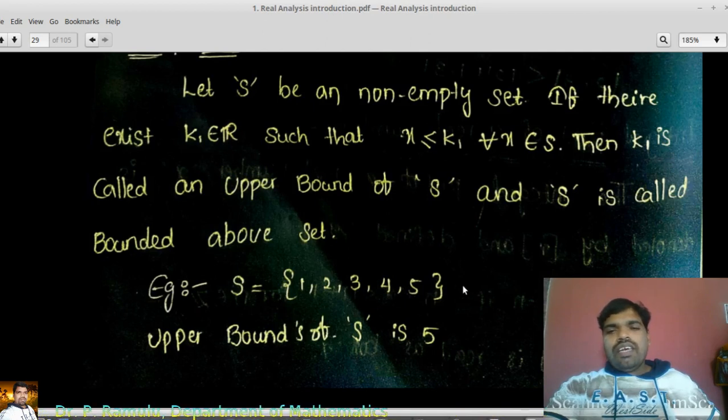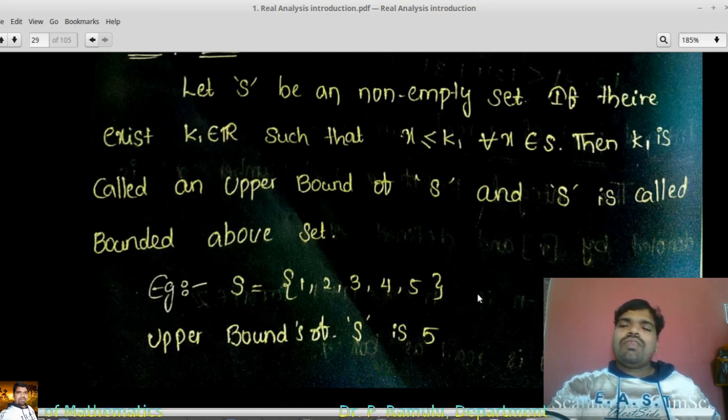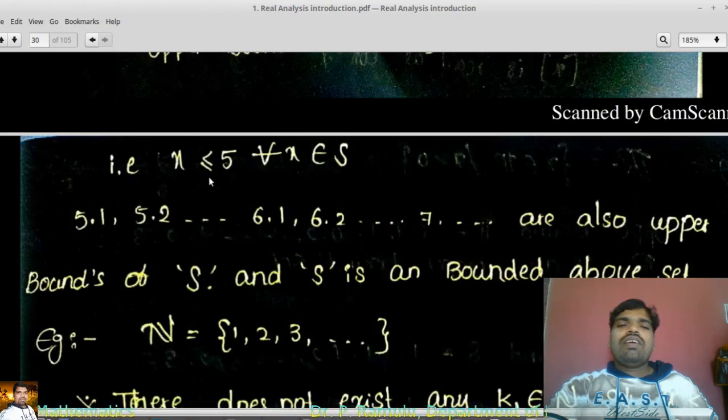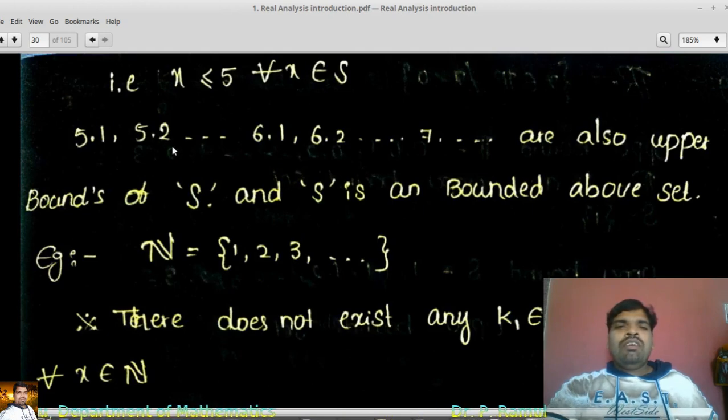Not only pi, you can check that pi point 1, pi point 2, pi point 3, and any number after 5 will give upper bounds. That means 6, 7, 8, 9, 10 are upper bounds for this set. Why? Because pi is greater than all these elements, so pi is called an upper bound of S. That is, x is less than or equal to 5 for all x belonging to S. Also 5.1, 5.2, 6.1, 6.2, and 7.0 are upper bounds of S. S is a bounded above set.